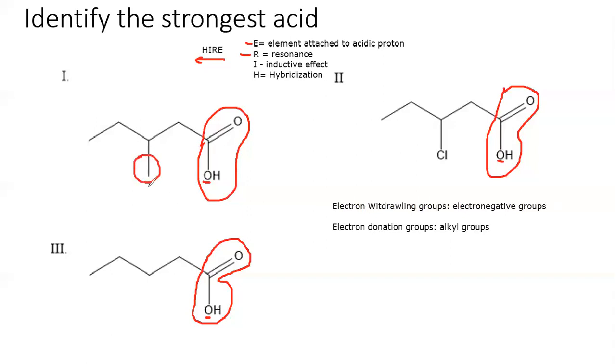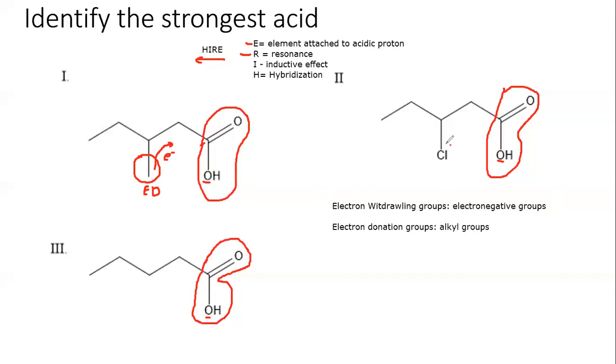we have an electron donating group, that methyl group. So what that methyl group does is it's pumping a little bit of electron density back into the reaction center. And so it's going to make that OH bond a little bit more stable, making it just a little bit more difficult for that proton to pop off.